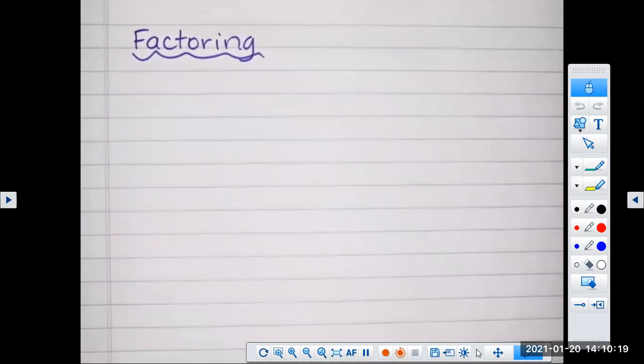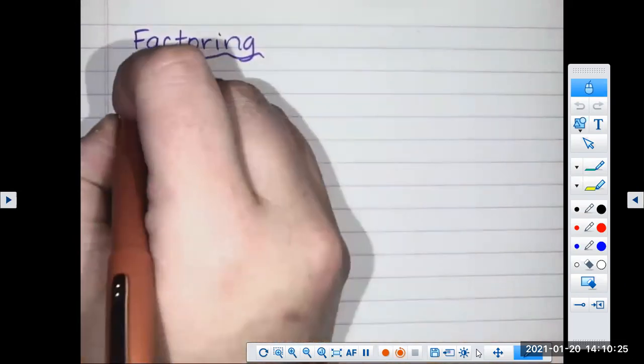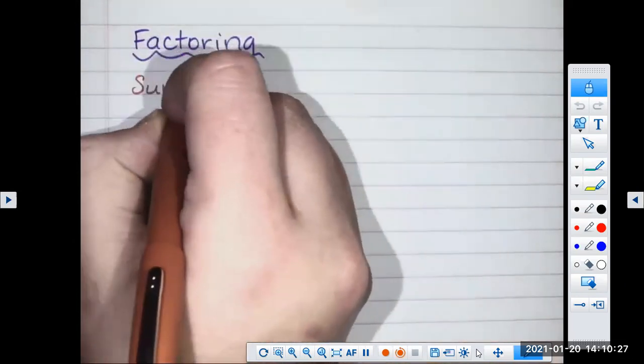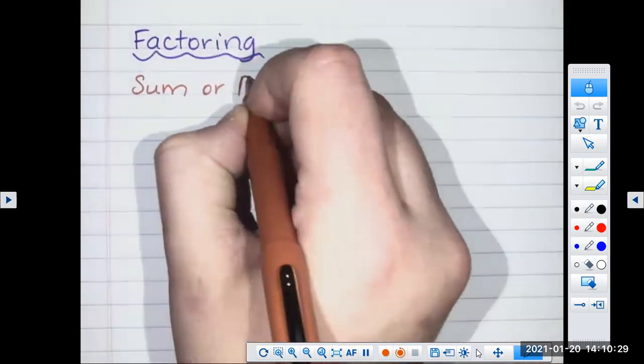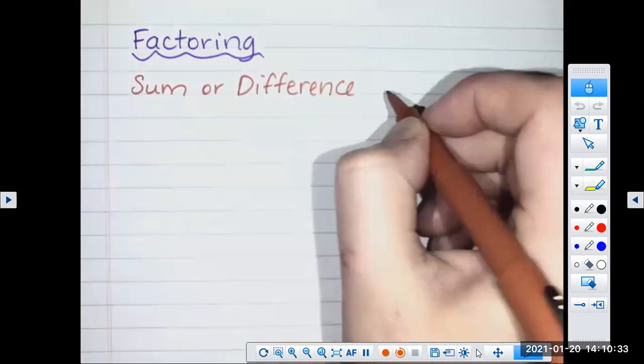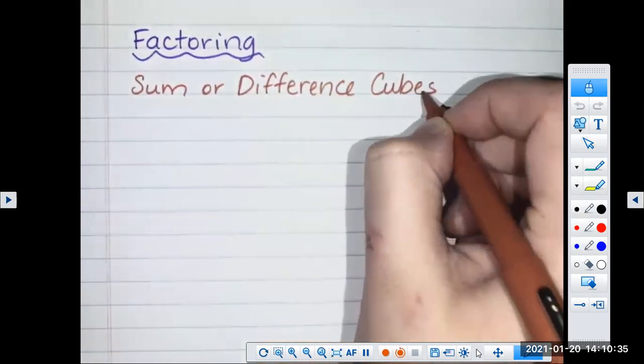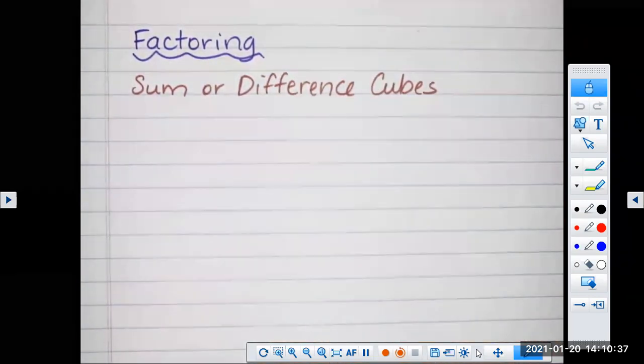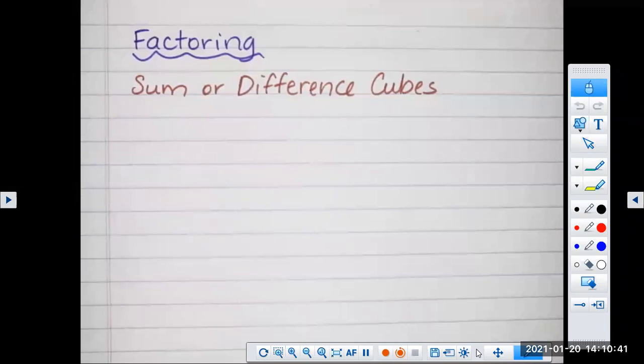All right, there's some special cases that we need to go over that we hadn't talked about in a long time. One of them is the sum or difference of cubes. If you have a calculator, you can get it out. If you need to borrow a calculator, you can come get one out of that box, because I'm going to show you how to use your calculator to find cube roots.